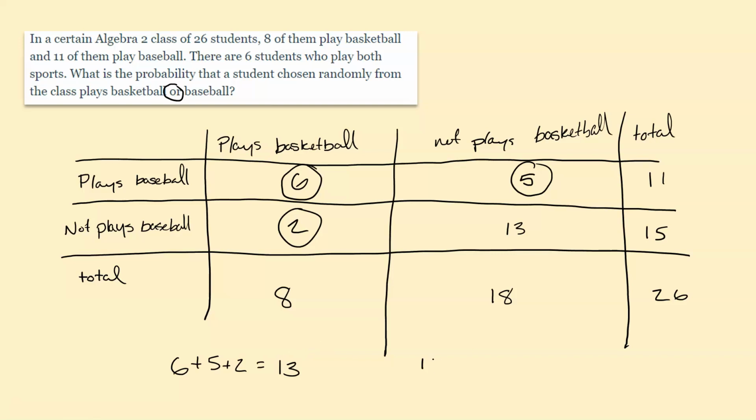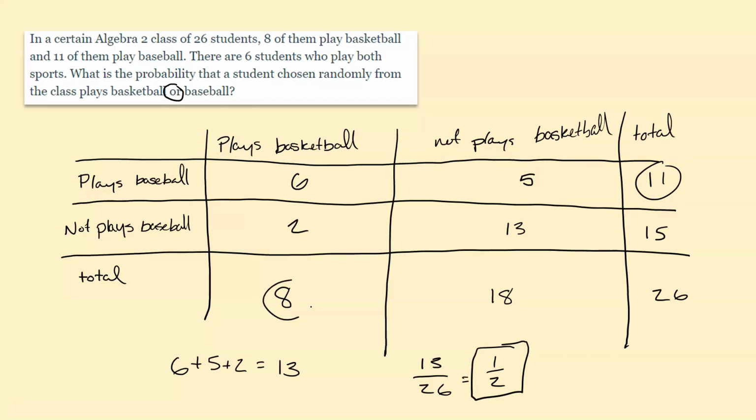And that is 13 satisfying results out of 26 total results, which simplifies to 1/2. Another way you could get this result is what some people want to do: they see there's 11 that play baseball, 8 that play basketball, so I just add those two numbers together. But if you do that, you get 19, which is not the same thing as 13. And the reason why is because you're counting these 6 kids that play both twice.